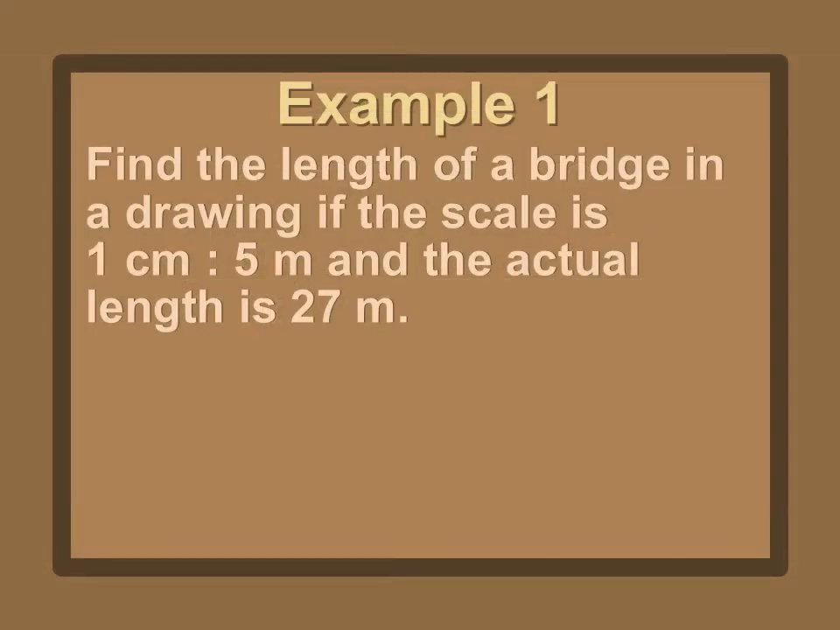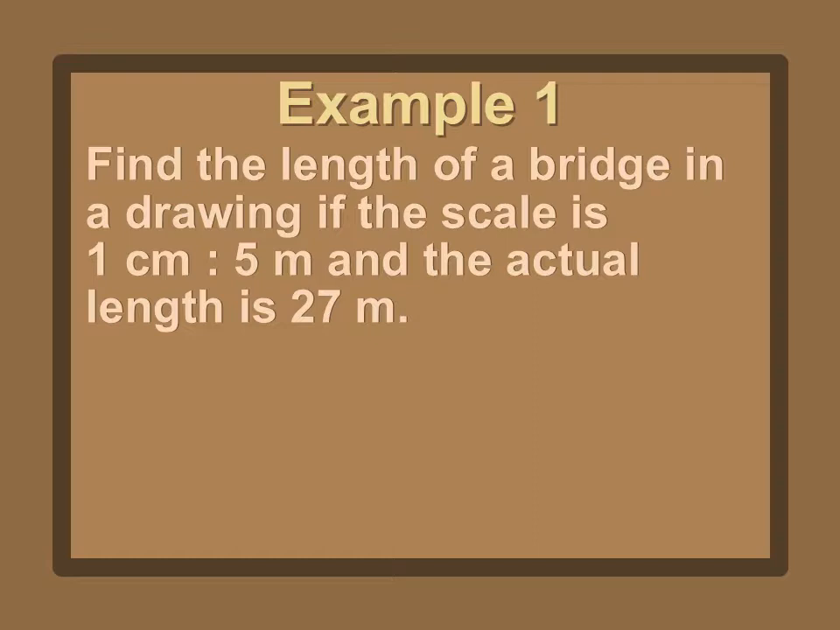Let's take a look at an example. Let's say we want to find the length of a bridge in a drawing. So we have a picture, there's a bridge in this picture, and we want to find the length of the bridge in the drawing, and they give us the scale. They say the scale is 1 centimeter to 5 meters. That means every 1 centimeter is actually equal to 5 meters in real life. And they tell us the actual length of the bridge that we're looking at in real life is 27 meters.